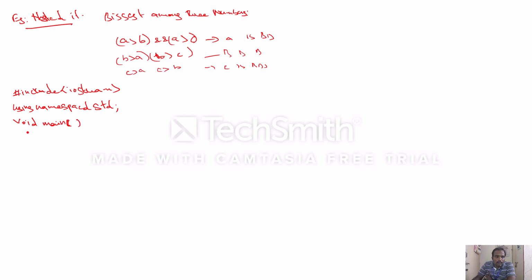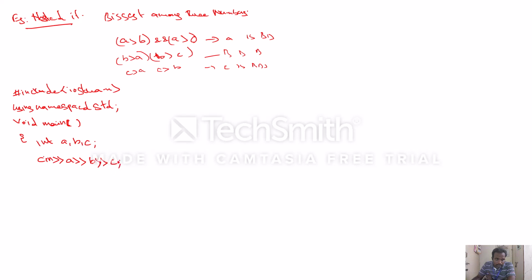I'm putting void because I'm not going to return any data type. That is, the void means null. That's why I'm putting void. So, biggest among three numbers. Three integer variables are needed in order to store the A value, B value, and C value. I'm going to get all of them from the user through the cin.